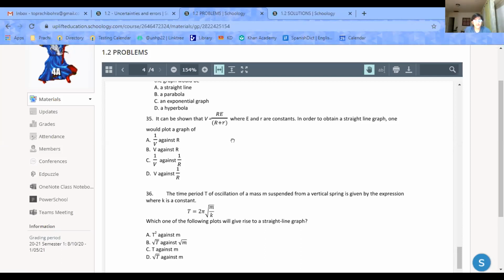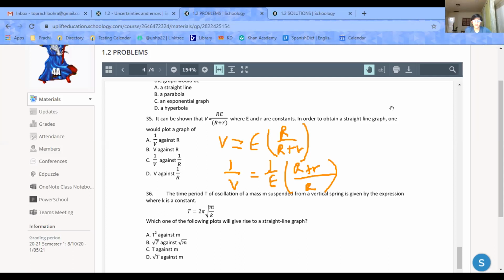Can I annotate on your screen? Yeah. So here's what I was thinking, and I'm not sure if this works, but you start with v equals e times r over big R plus r, and then if we take the reciprocal of both sides, we get 1 over v equals 1 over e times big R plus little r over big R. And now we can separate this out, right? So now we can say 1 over v equals 1 over e times 1 plus r over R, right?